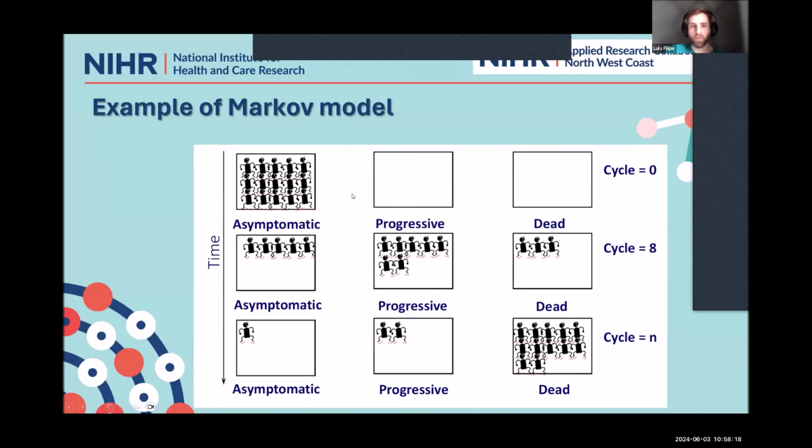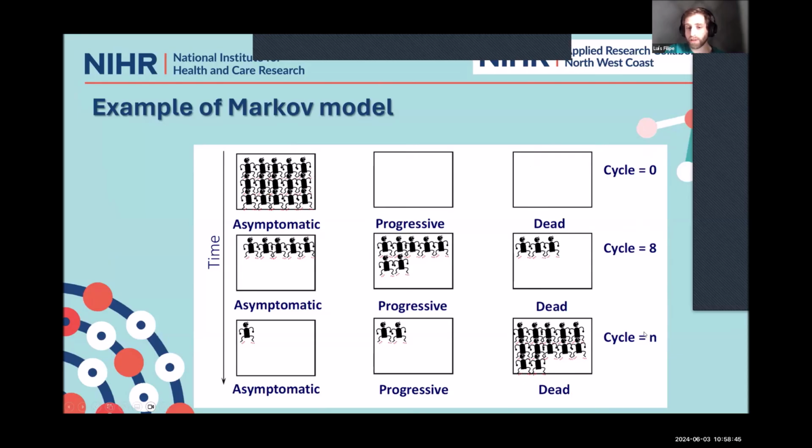this is basically a Markov model, the visualization, where you start, you are fine, and then you have a group of people, and people start progressing through the states. So they can go to asymptomatic, they can go to progressive, or they can die. So you will see that in cycle 0, everyone is fine. Then in cycle 8, for instance, you already have these people here as asymptomatic. You have these people here as progressive and these people here as dead.